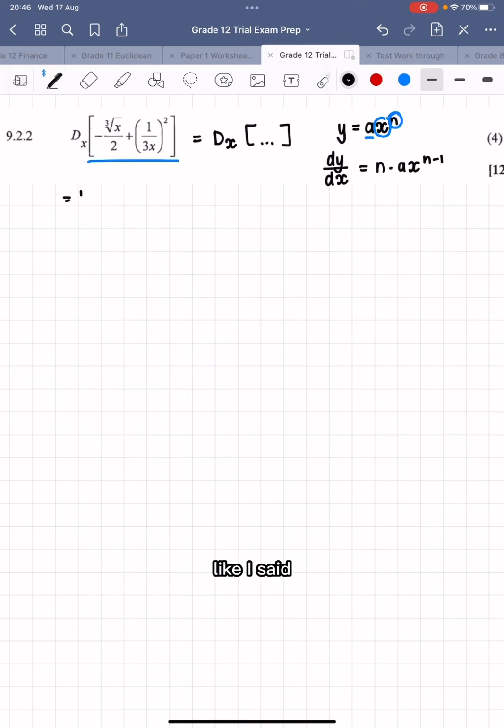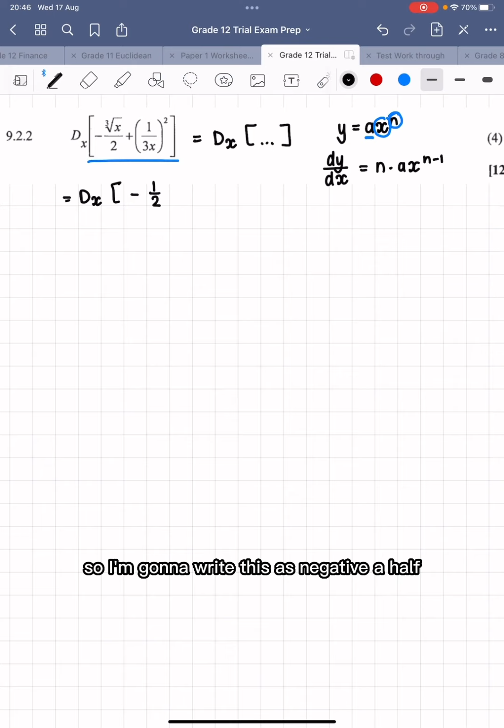So what we're going to do, like I said, we're going to keep writing dx and have our square brackets. Now this first term, I'm going to do it in multiple steps. First, we just need to take out that denominator of 2. So I'm going to write this as negative a half and then the cube root of x. You don't have to do this in 2 steps like I am doing it. I'm just going nice and slowly so that everyone can follow along. So negative a half times the cube root of x is the same as negative cube root x over 2.